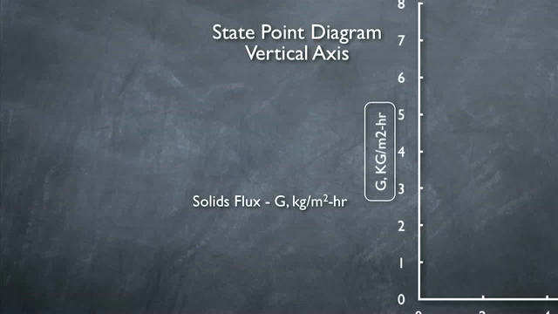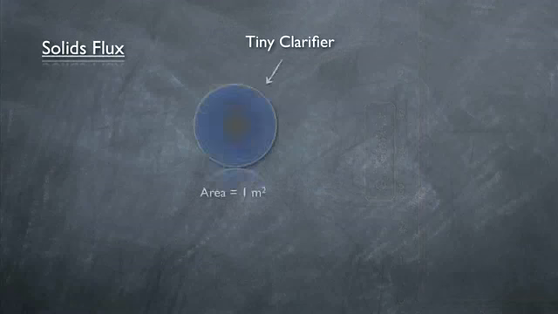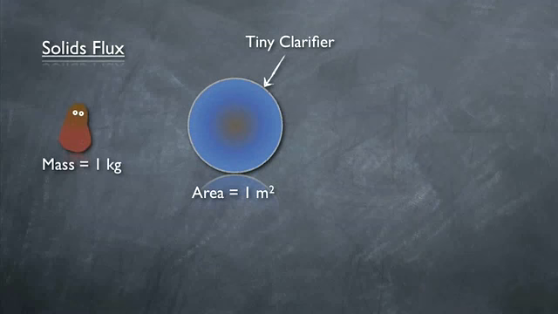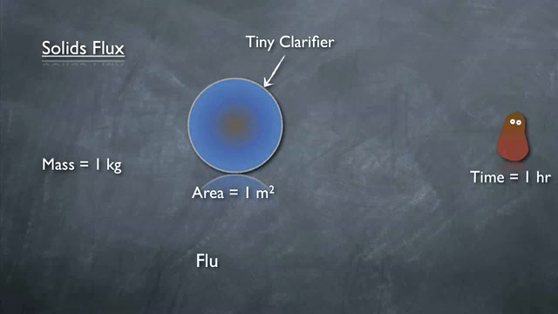Now that was a mouthful. Let's try and simplify it. Imagine a tiny clarifier with a surface area of only 1 square meter. The flux in this case would be equal to the total mass of solids passing through the clarifier in 1 hour. So if 1 kilogram of mass were to pass through in 1 hour, the flux would be 1 kilogram per meter squared hour.